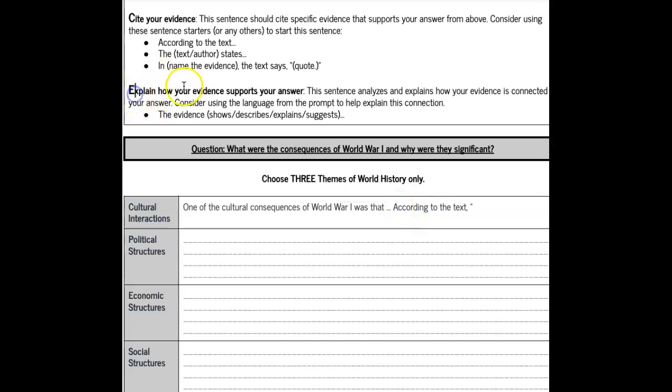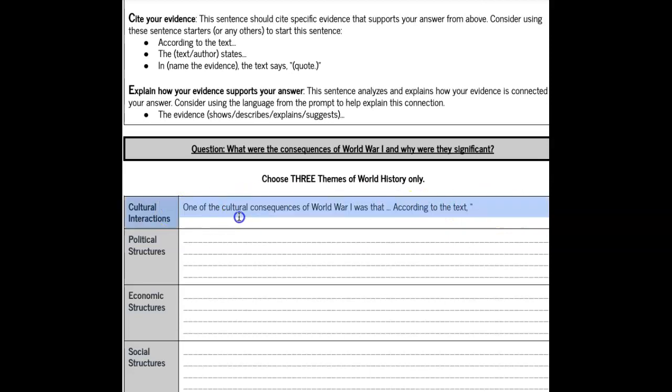Finally, when you explain how your evidence supports your answer, this is your opportunity to show why the evidence was significant or why that event was important. Why did that event matter? And in that way, you'll have 3 very vocabulary-rich and content-rich sentences to go along with this.